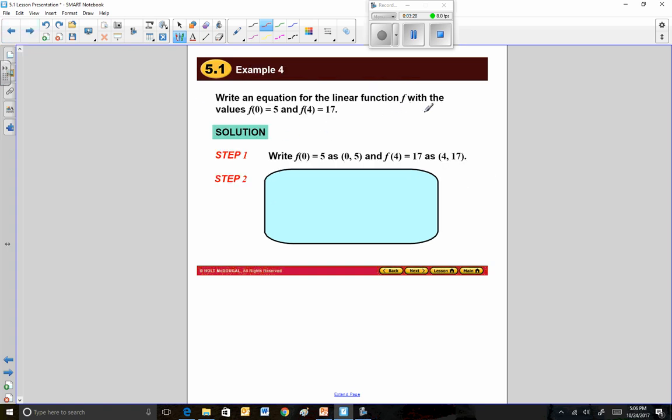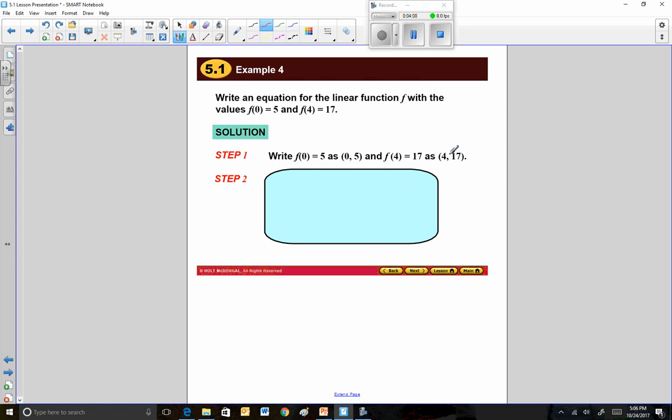Example 4, write an equation for a linear function f with a value f of 0 equals 5 and f of 4 equals 17. Now, if you recall, we talked about this, that this value right here is your x value, isn't it? So we should have 0. This is your x value right in here, 0. This is your y value. This says y equals 5. So that's your 5. F of 4 equals 17. There's your x, 4. And this is your y value because this means y equals 17. So you get a 17.